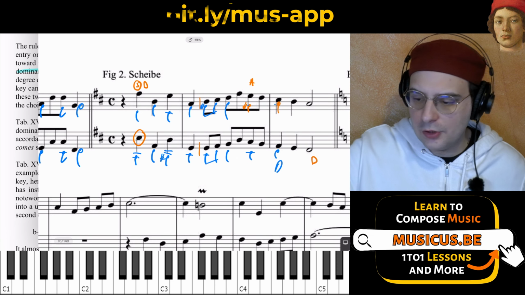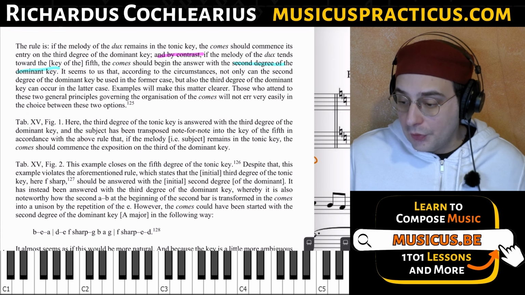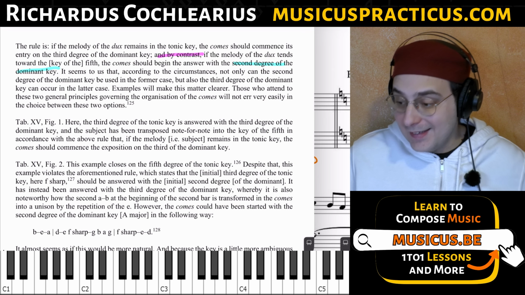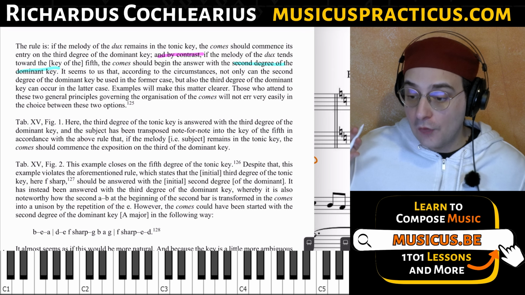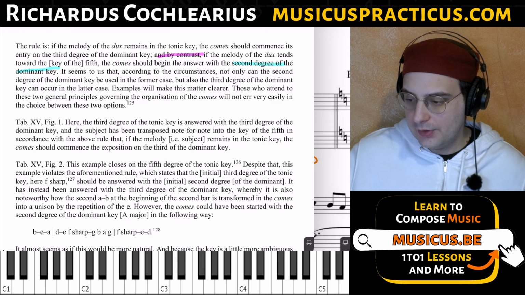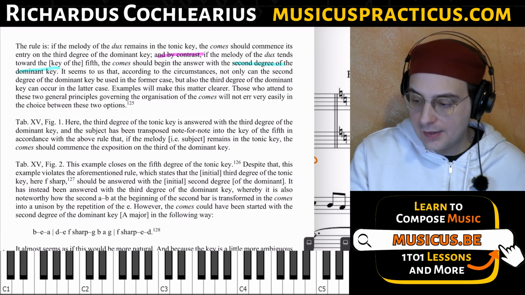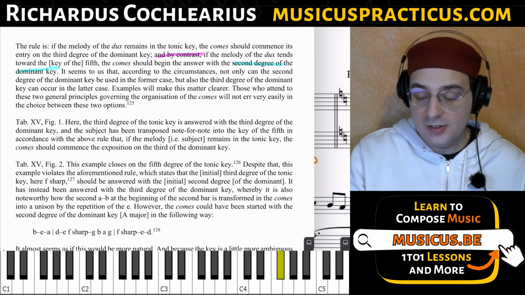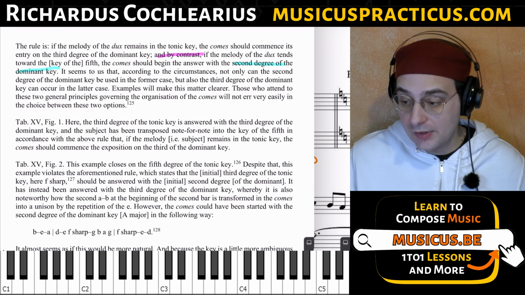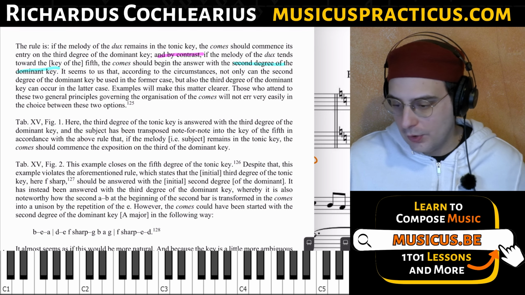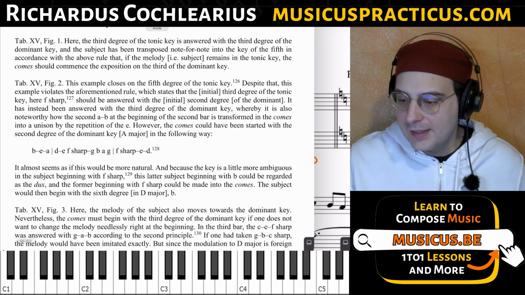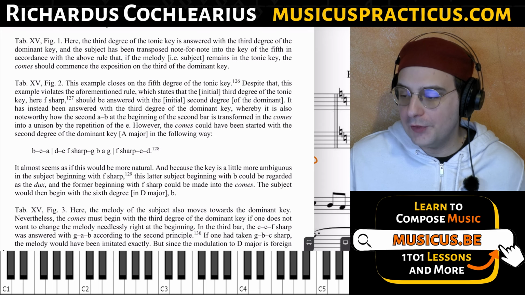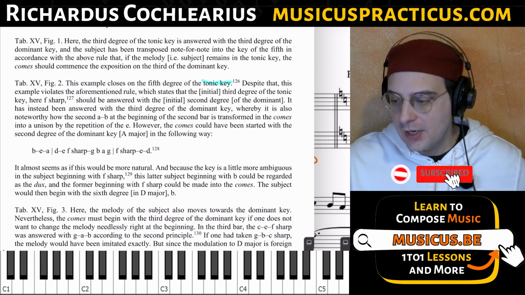Okay, clear. Let's see the commentary. Here, the third degree of the tonic key is answered with the third degree of the dominant key, D major, A major, and the subject has been transposed note for note. This example closes on the fifth degree of the tonic key, A major.